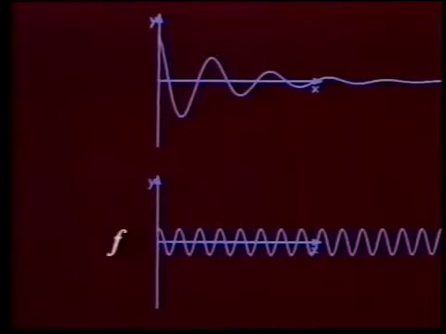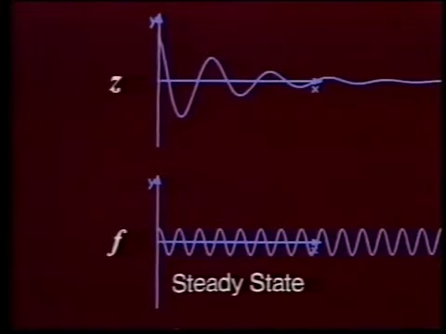Here is f, the pure sinusoid. And here's z, the sinusoid times a decreasing exponential. We call f the steady-state solution of this equation. That's because when x is large, f is the only part of the solution which is left. Z is called a transient because it dies away as x increases.